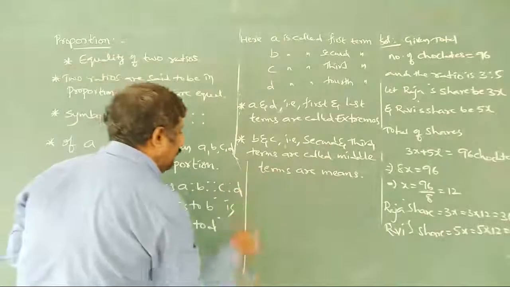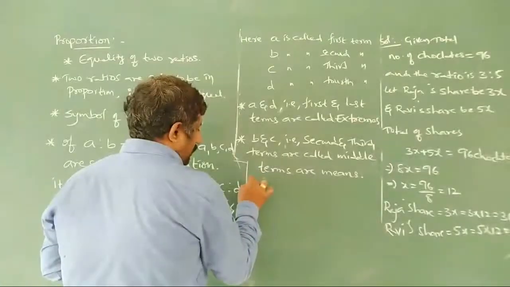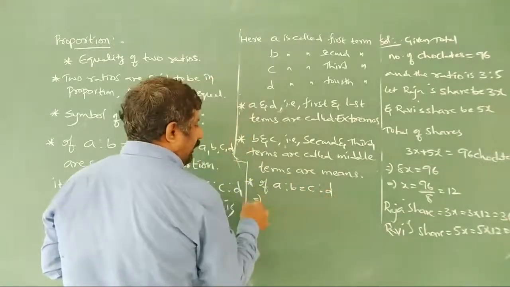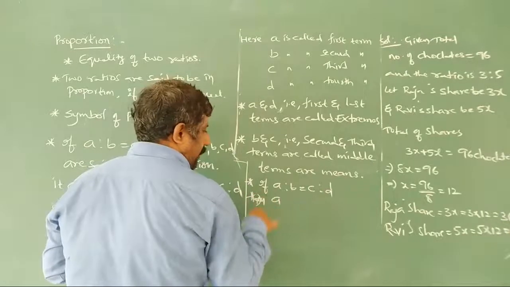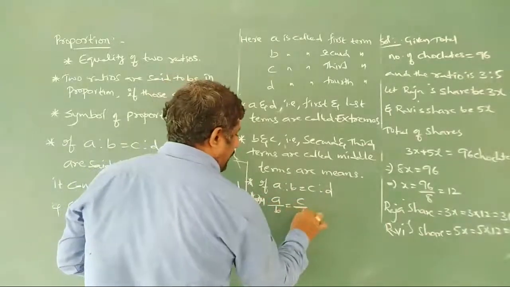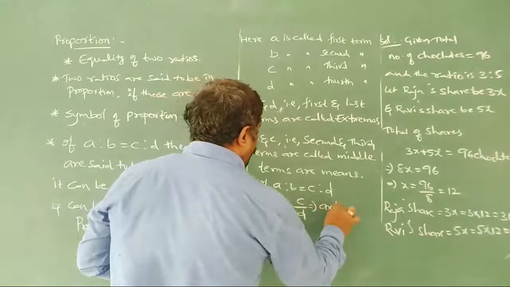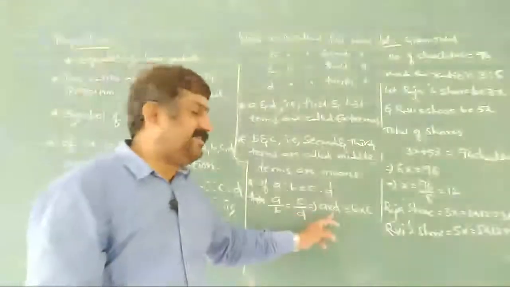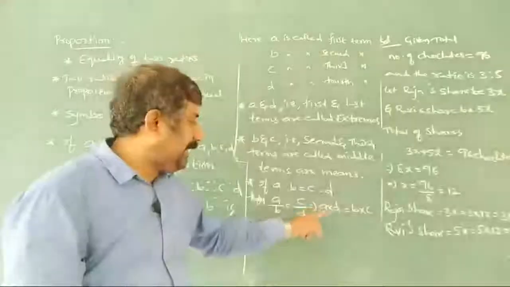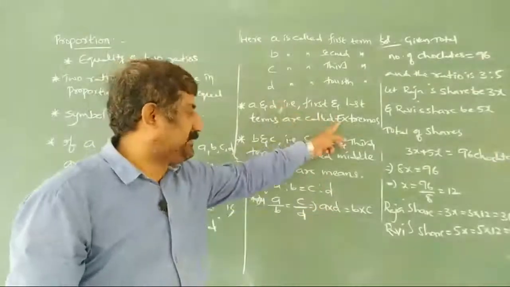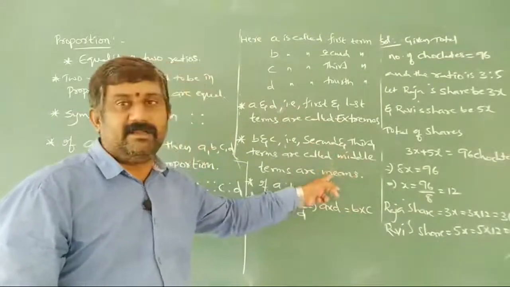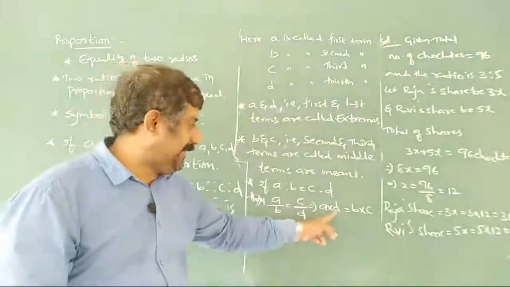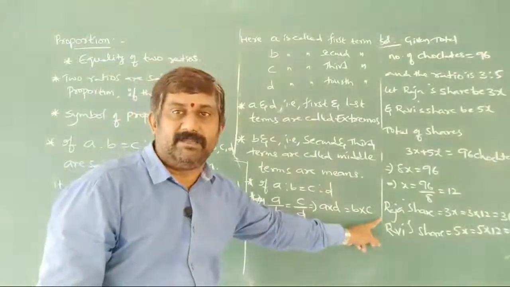Now what we have here: if A is to B is equals to C is to D, then we can write it as A by B is equals to C by D, or else A into D is equals to B into C. What are A and D? A and D are called extremes, B and C are called means. So what is the operation in between these? Product. So we can say here, product of extremes is nothing but product of means.